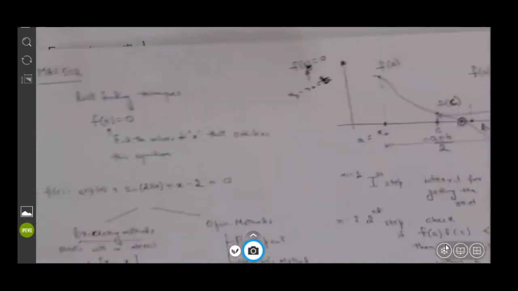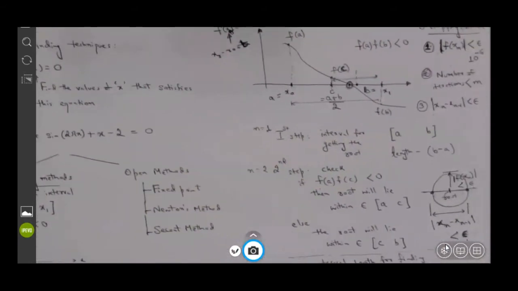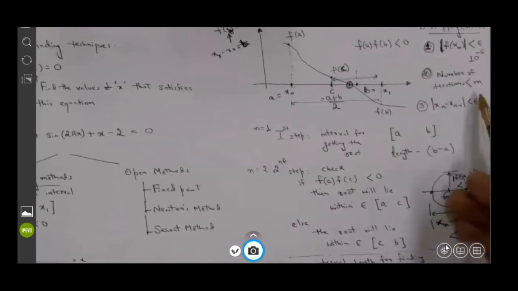Professor, in method 2, can you repeat what the M stands for? I'm sorry, I missed that. M is the total number of iterations, the max number of iterations.